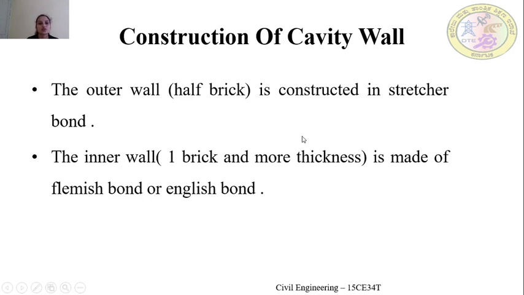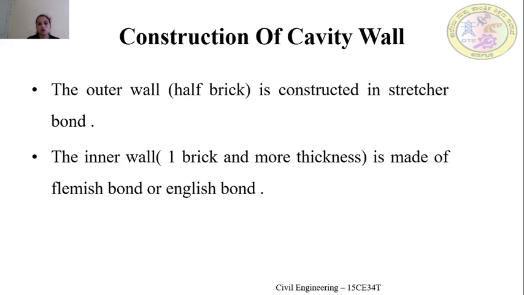Okay, coming to the continuation of construction of cavity wall. The outer wall is half brick thick. Like I said, usually the inner leaf will be increased if it has to support heavier loads, in multiples of half brick thickness. The outer wall, that is half brick, can be constructed in stretcher bond, since stretcher bond is suitable only for partition walls or half brick thick walls. Even garden wall bonds can be utilized for the construction of the outer wall of a cavity wall.